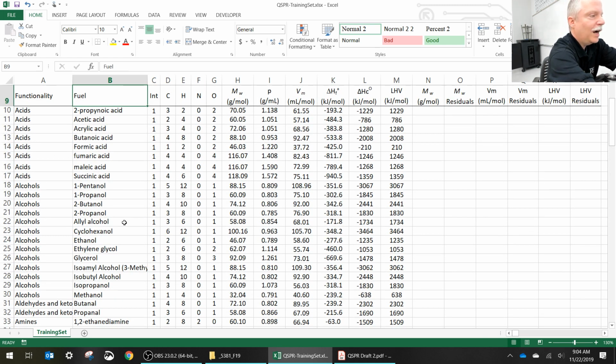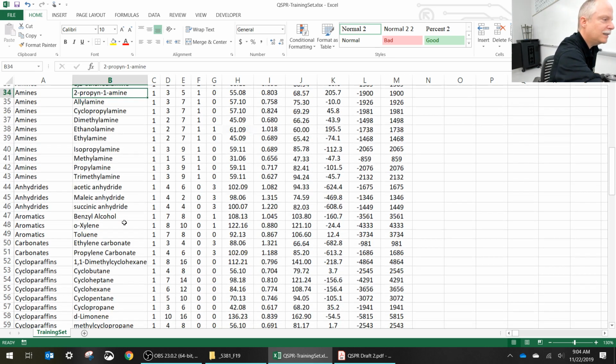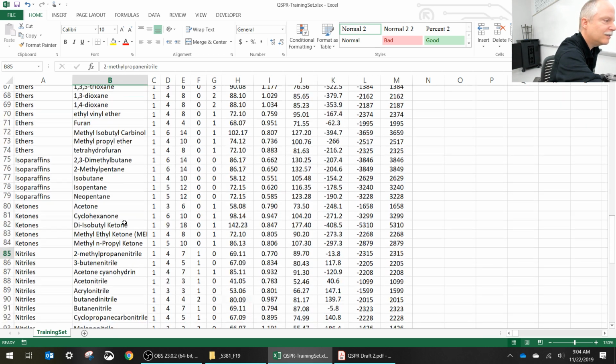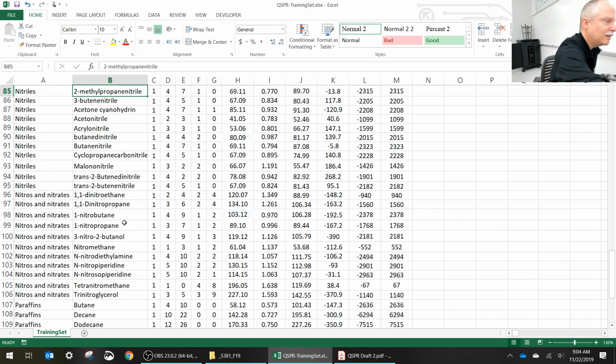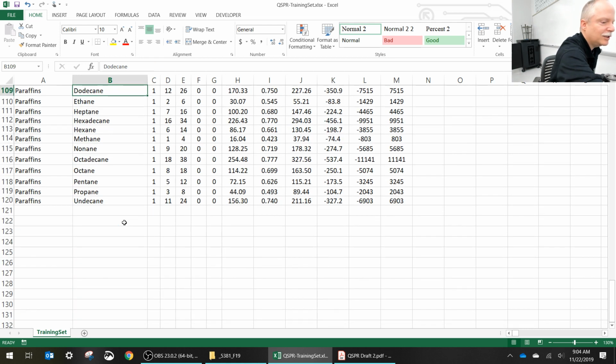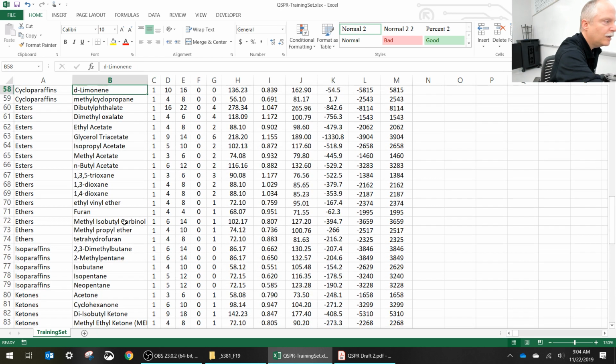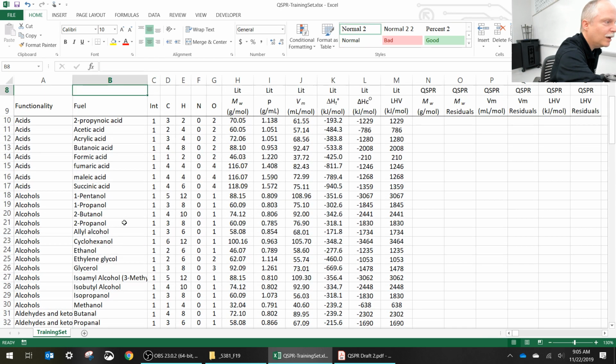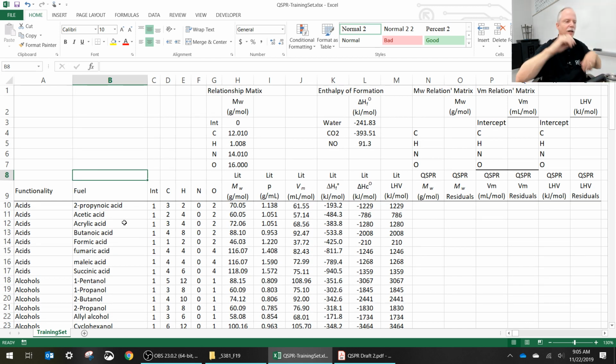I wanted to get a variety of molecules, so I have some organic acids, alcohols, anhydrides, esters, isoparaffins, nitriles, nitros and nitrates. Paraffins were just saturated alkanes and so on. I wanted a variety of types of molecules because I didn't want my relationship matrix to be only one type of molecule. That's what Hildebrand fell into. His work was with alkanes. So when he started looking at alcohols and things, he didn't have a hydrogen bonding component, and it really didn't work for his solubility studies.